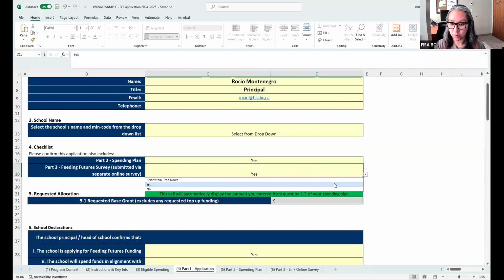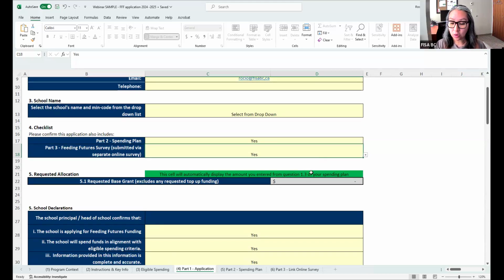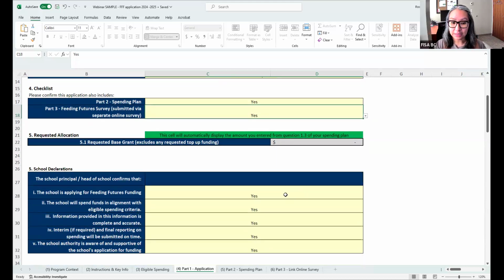So you will say yes because we're going to submit it. This one, don't worry, you're going to be filling out when we go to the next tab. So you don't have to put anything here. And this is the declaration.